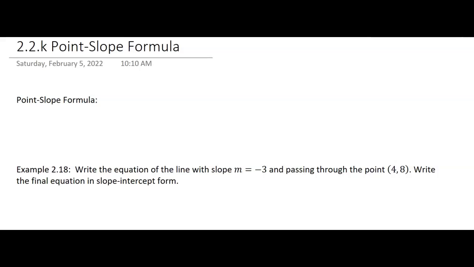So we do have another form for the lines, another formula. It's called the point slope formula. And it looks like this: y minus y sub 1 equals m times x minus x sub 1. Now we use this formula to find the equation of a line.